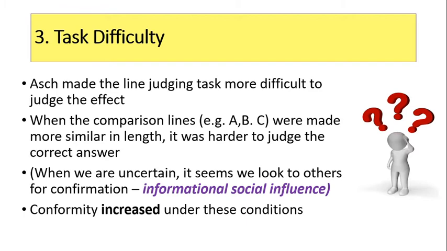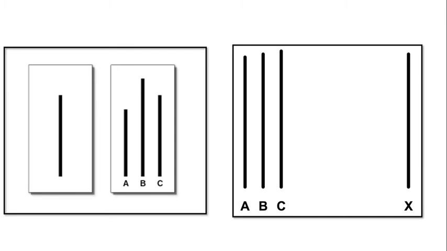And what he found again was that actually conformity increased because people were unsure. In the original, if we look back at these, the idea is he's giving them a really easy task, so it's really obvious what the right answer is, so he's making them say something they know not to be true to conform.